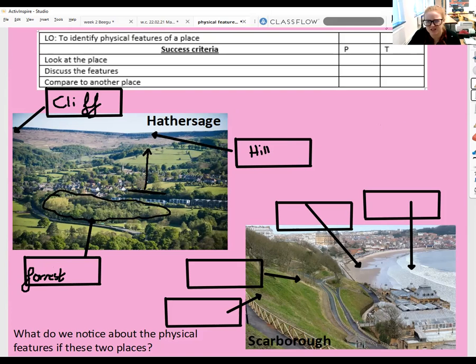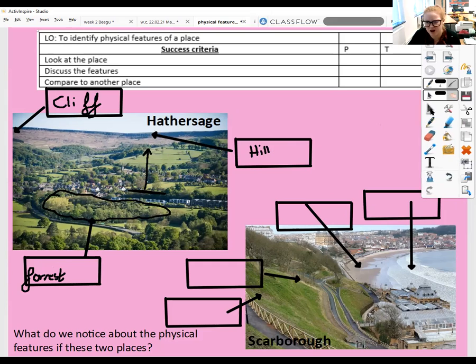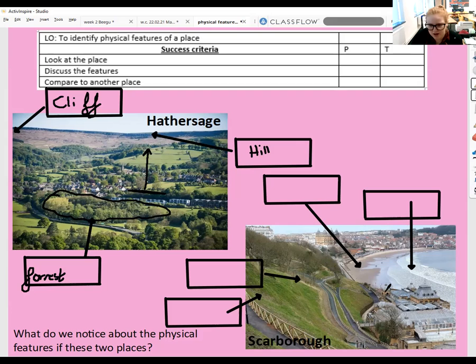Okay, let's have a look at Scarborough now. Let's compare it to Scarborough. Scarborough has a lot going on, didn't it? What physical features did we see in Scarborough? What is this water that's coming up onto the land here? What is it called when the water's right next to the land? It's called the sea. If we swam far out into the sea, it would become the ocean. So we know that Scarborough is surrounded by the ocean and the sea.